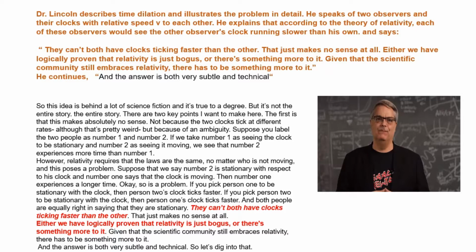Dr. Lincoln describes time dilation and illustrates the problem in detail. He speaks of 2 observers and their clocks with relative speed v to each other. He explains that according to the theory of relativity, each of these observers would see the other observer's clock running slower than his own, and says they can't both have clocks ticking faster than the other. That just makes no sense at all.